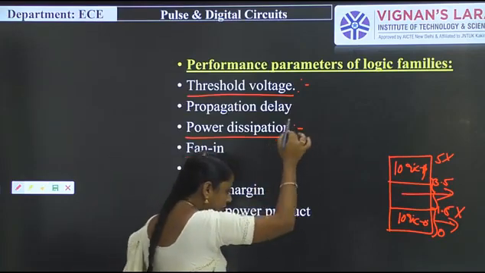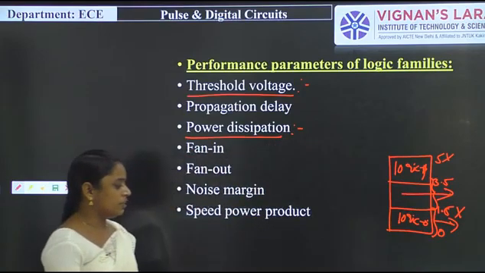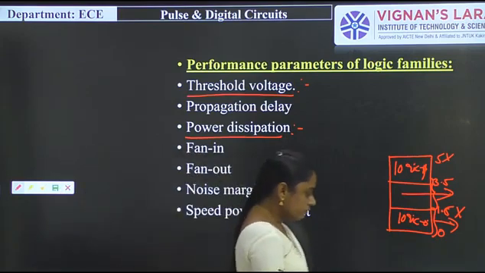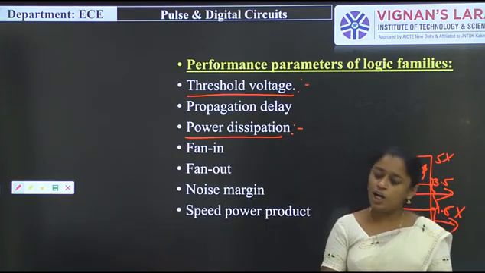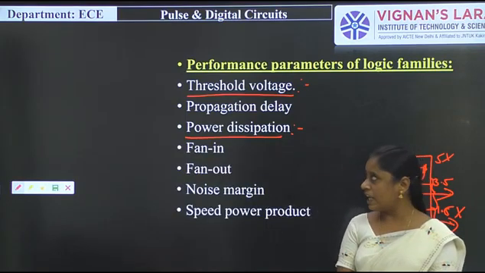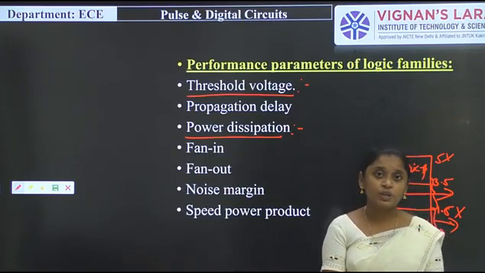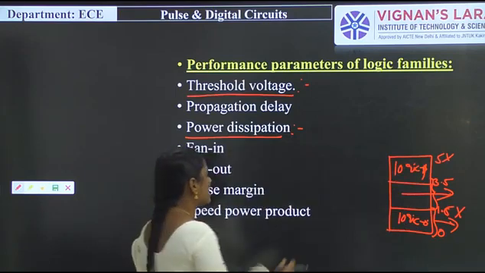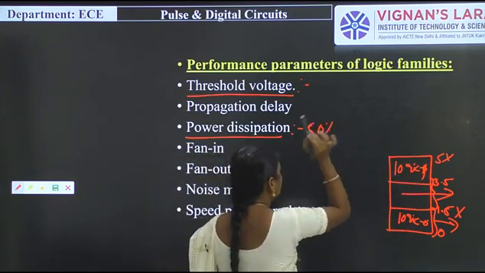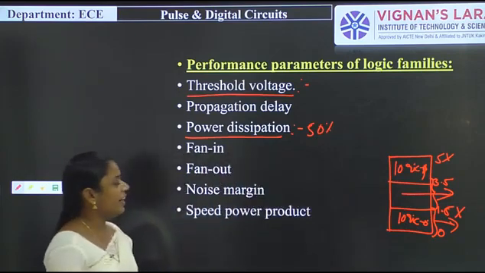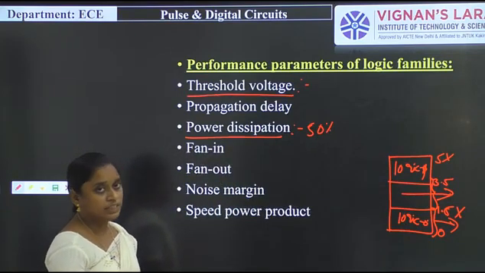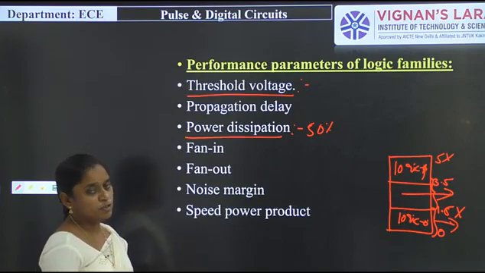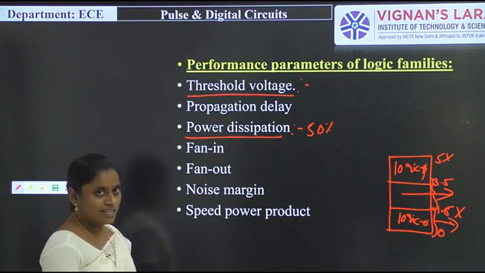So what is meant by power dissipation? Simply, the power dissipation of a logic function is represented like this: the power required to represent 50% of the duty cycle. So the power required for the logic gate is known as power dissipation. Power dissipation is nothing but the representation of the signal for 50% of the duty cycle.